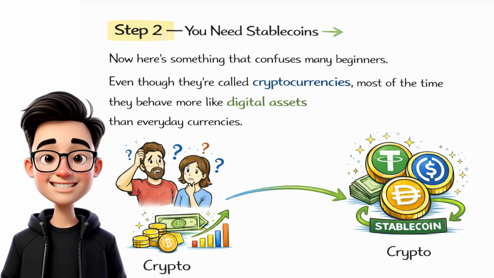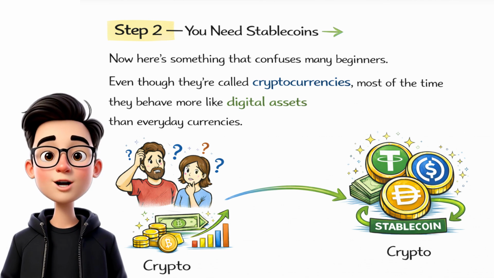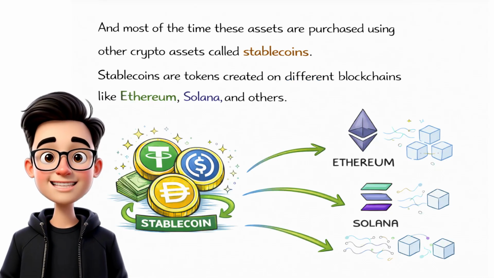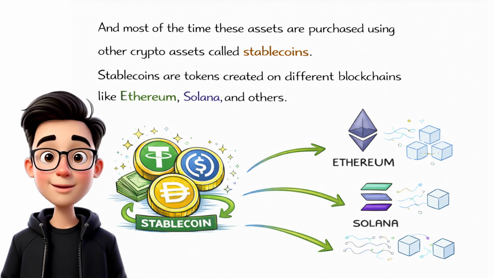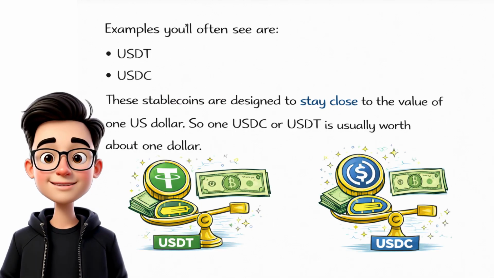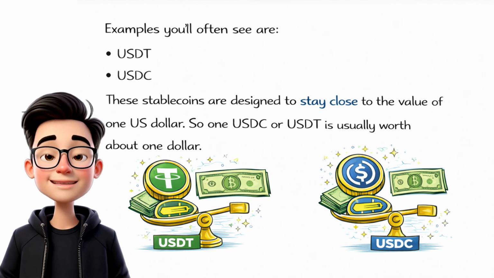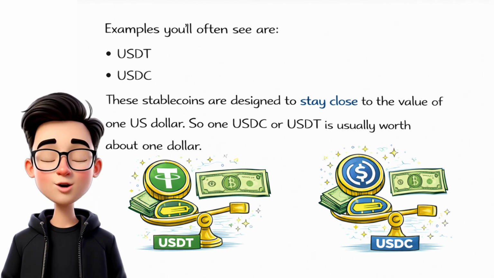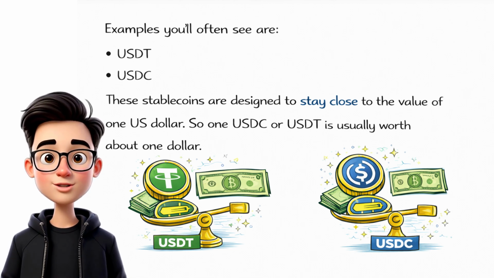Step 2. You need stablecoins. Now here's something that confuses many beginners. Even though they're called cryptocurrencies, most of the time they behave more like digital assets than everyday currencies. And most of the time, these assets are purchased using other crypto assets called stablecoins. Stablecoins are tokens created on different blockchains like Ethereum, Solana, and others. Stablecoin examples you'll often see are USDT and USDC. These stablecoins are designed to stay close to the value of $1. So 1 USDC or USDT is usually worth about $1.